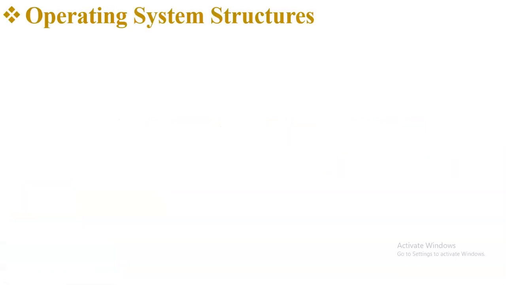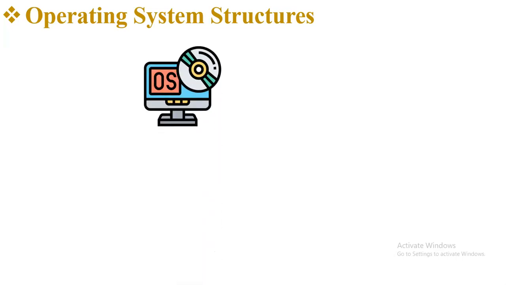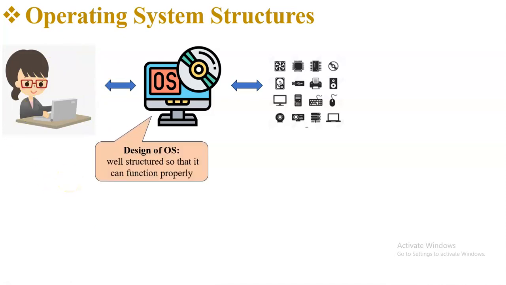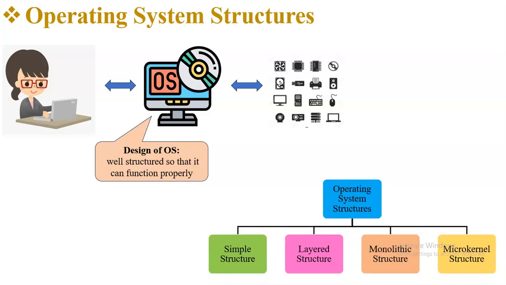So we will delve into operating system structures now. As we know, what is an operating system? Operating system is nothing but an interface between the computer's hardware and the user of the computer. So the design of this operating system must be well structured so that it can function properly. There are various types of operating system structures such as simple structure, layered structure, monolithic structure, microkernel structure. But in this lecture, we will be focusing on simple structure. So let us get ahead.